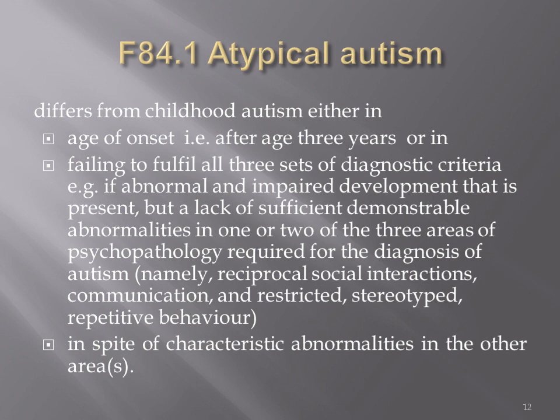Atypical autism, as I said earlier, can be different from autism, as the age of onset may not be exactly 3 years or earlier than 3 years. So it may be after age 3 years. The symptoms arose after 3 years of age. That will make the autism atypical. Or otherwise, it fails to fulfill all 3 sets of diagnostic criteria. For example, abnormal and impaired development is present, but there is a lack of sufficient demonstrable abnormalities in 1 or 2 or 3 areas of psychopathology required for the diagnosis of autism. Namely reciprocal social interaction, communication, and restricted, stereotyped, repetitive behavior, in spite of characteristic abnormalities in the other areas.